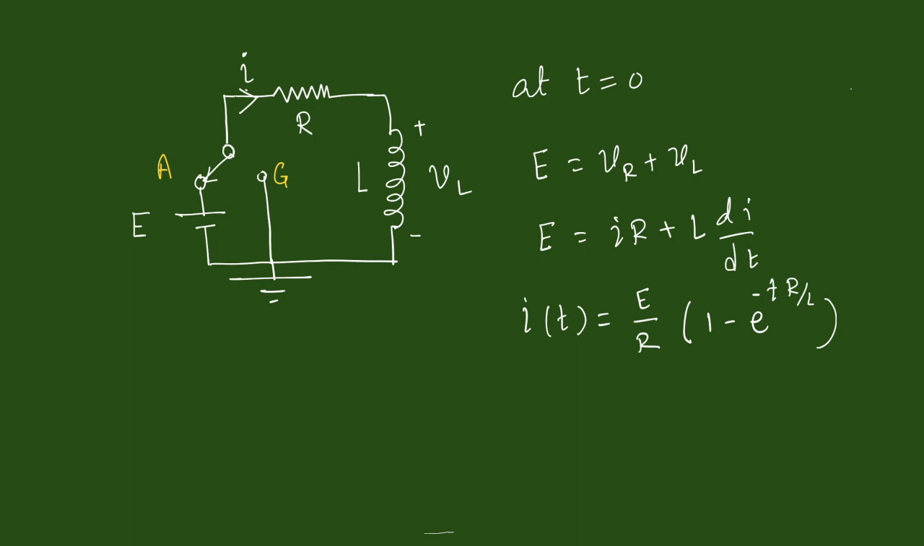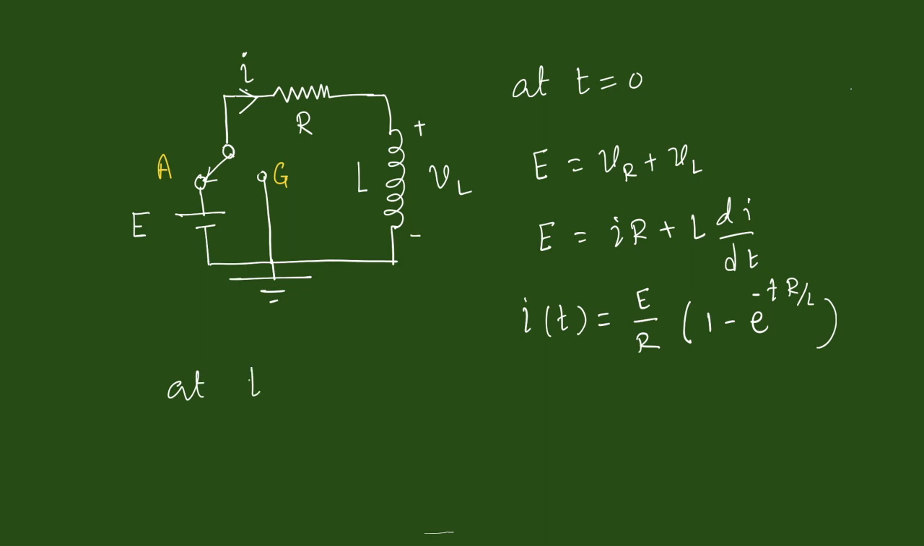So we can see that the current in this circuit will go on increasing with time. At t equal to 0, the current is going to be 0, and as time increases, the current will increase exponentially.